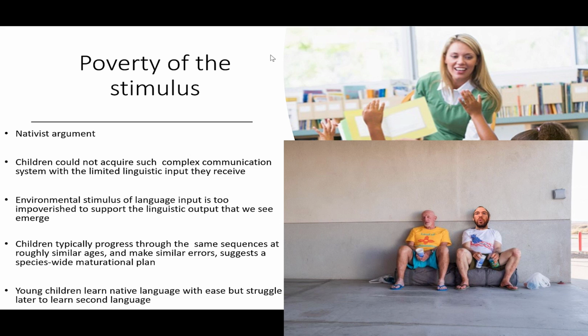So this gets back to the classic Skinner versus Chomsky beef, where if you recall from Skinner, the idea is that you're constantly reinforcing things and that's how you learn. Well, the poverty of the stimulus is that the stimulus is too impoverished to reinforce language, and rather there's this natural, nature-based, species-wide maturation plan that allows for language acquisition. And further evidence is that children typically learn languages around similar ages and make similar errors at particular ages, which again suggests that there is this species-wide developmental trajectory.